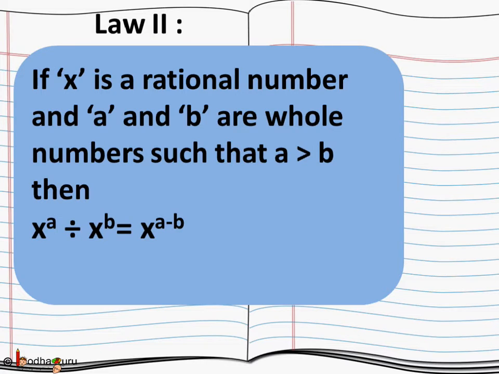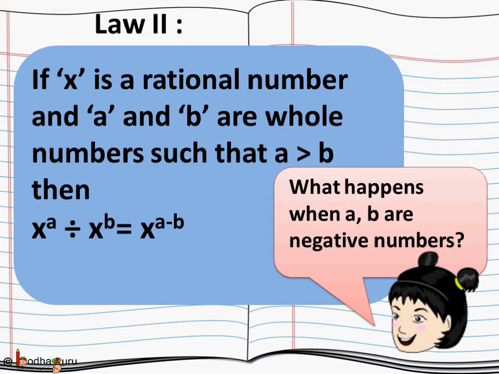We already know the second law of exponents, which says if x is a rational number and a and b are whole numbers such that a is greater than b, then x to the power a divided by x to the power b is equal to x to the power a minus b. Now you might think, what happens when a and b are negative integers? That is, a can be less than or equal to b also.